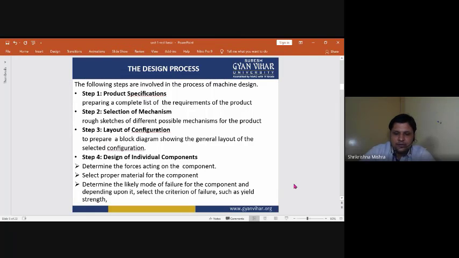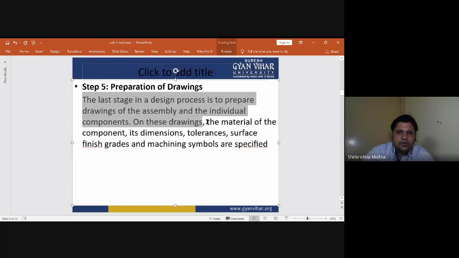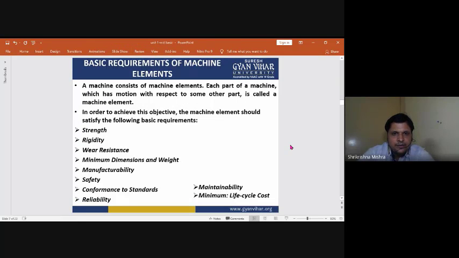So this was the design process which I elaborated, and in short I have told to you. What was the fifth step? Fifth step was the preparation of drawing. The last stage in the design process is to prepare drawings of assembly and the individual component. On these drawings, the material of the components, its dimension, tolerances, surface finish grades, and machining symbols are specified. So this was the complete step.